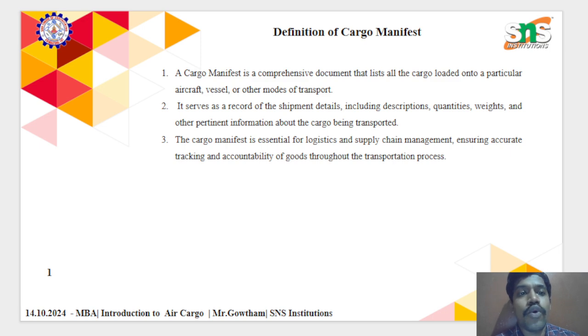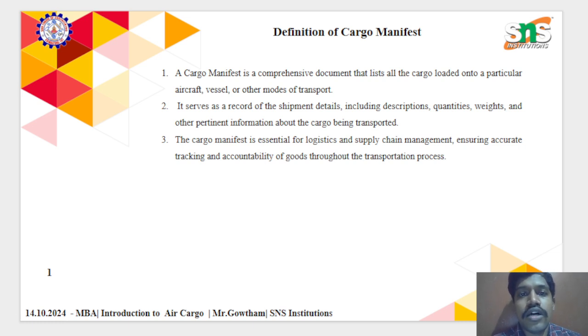For example, the Indigo airline, and likewise other aircraft, use different names for transportation from one country to another country. The transports used are called vessels. The platforms, like trucks, have different names. The document will consist of the shipment details, including the descriptions of the goods, quantities, weights, and other pertinent information mentioned in the document.